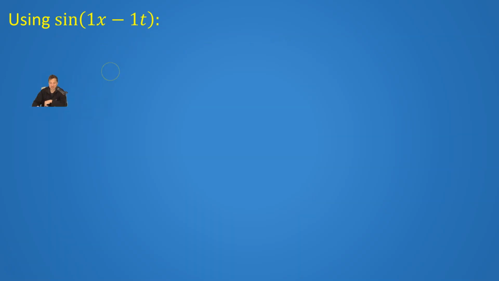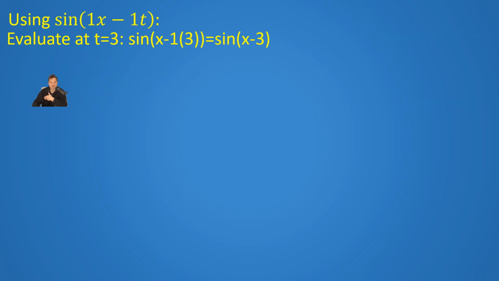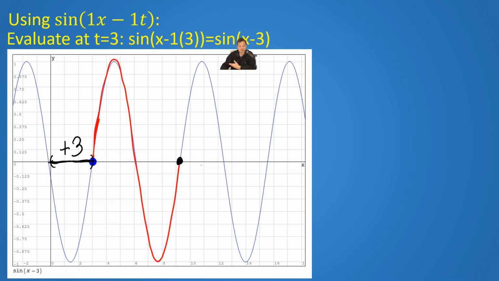One more time, just to stress this point, make sure we get it. So evaluate at t equals 3, that's going to give you sine of x minus 1 times 3, which is sine of x minus 3. That represents a curve that has moved 3 units to the right with respect to the basic sine curve. So here in the picture it's going to look like this. You have here a space of 3 units to the right. In other words, the whole curve has moved 3 units to the right.